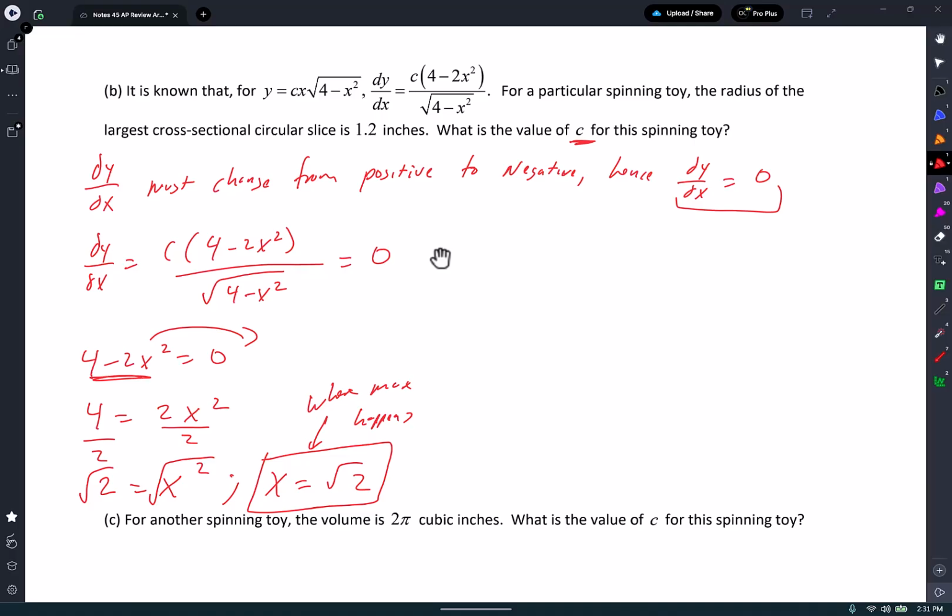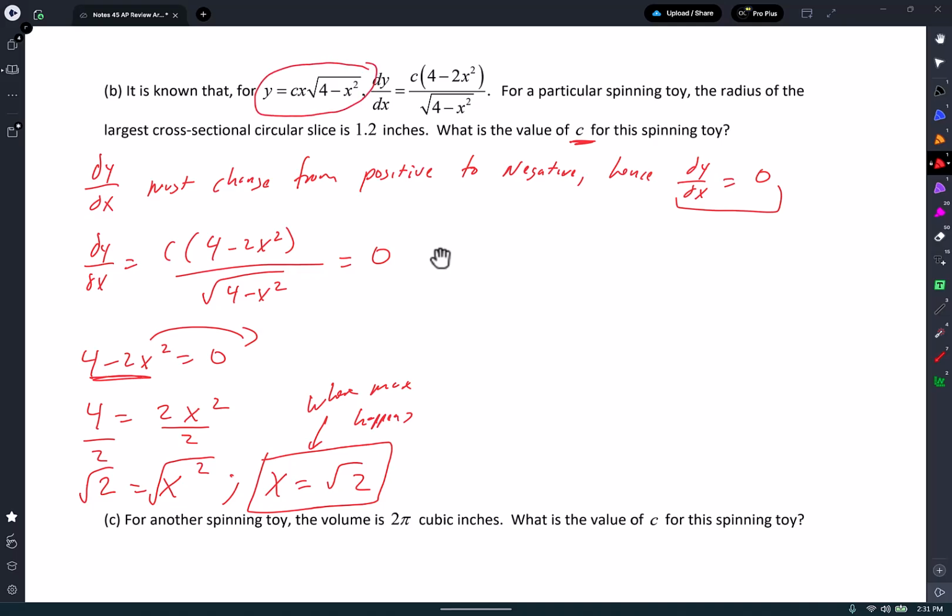If you were to plug in 1, you get a positive. Look, 4 minus 2 is positive. If you plug in a number bigger than the square root of 2, I don't know, the square root of 3, you'll get the square root of 3 squared, 3, 2 times 3, 6, 4 minus 6, negative. So it does change from positive to negative at this x value. We still okay?